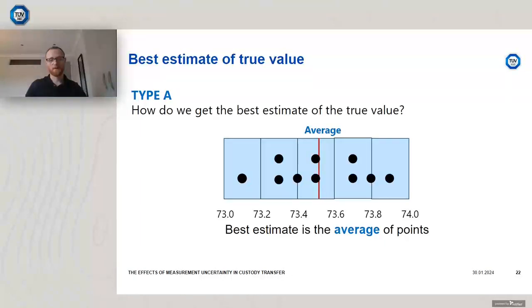So in terms of estimating what the true value is, the best way to estimate a true value, if you've got a raft of measurements, is using the average. So in this case, there's 10 measurements between 73 and 74 from a flow meter. The best estimate is simply the average of the points.